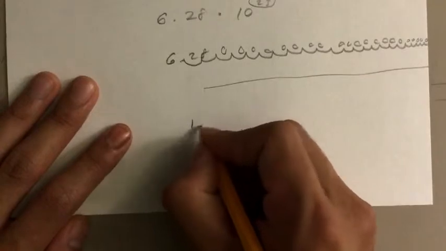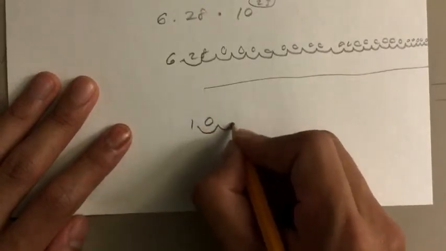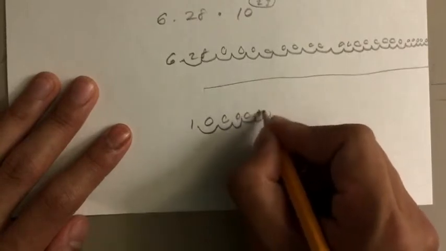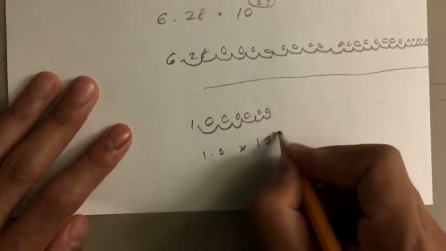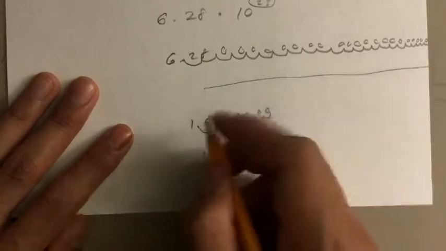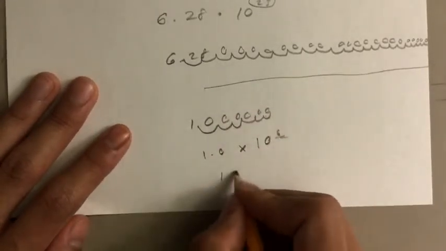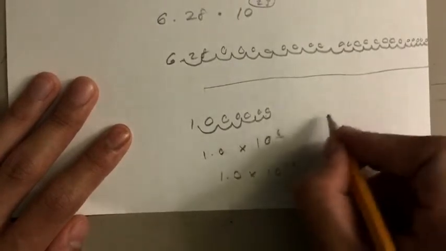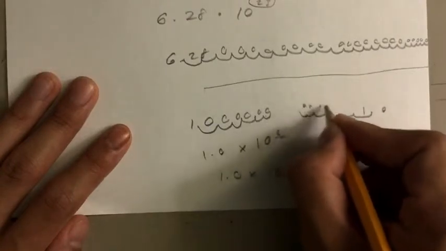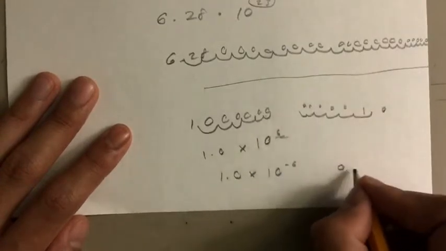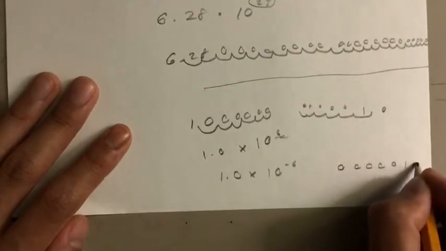It's a whole lot. So how do you represent 1,000,000? It would be 1.0 times 10 to the 6th. That's how many times we want to go to the right. Now if we're going to the left, it's going to be 1.0 times 10 to the negative 6, and that would give us a very different number: 0.000001. So that's scientific notation, and you can use it for a lot of different things in science.